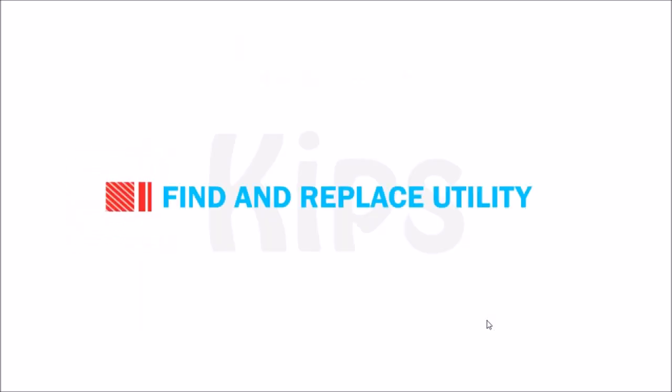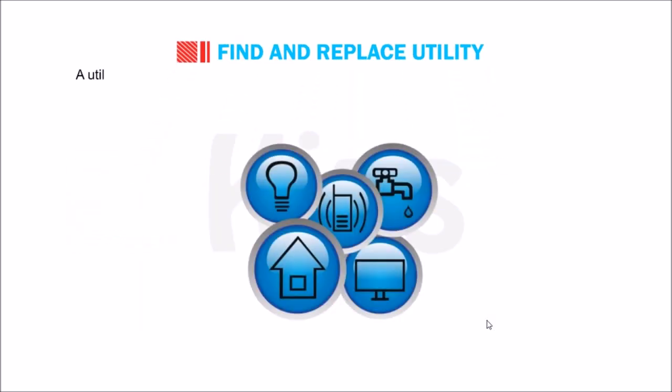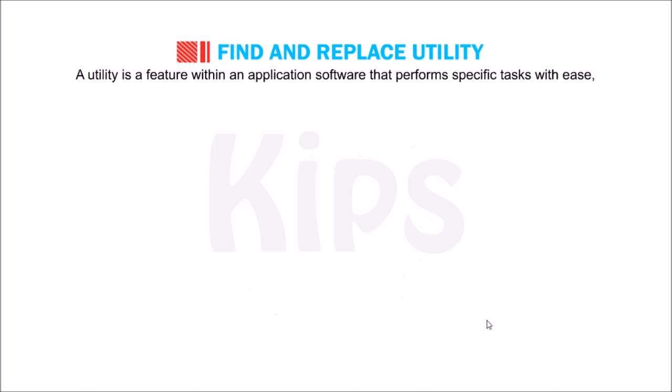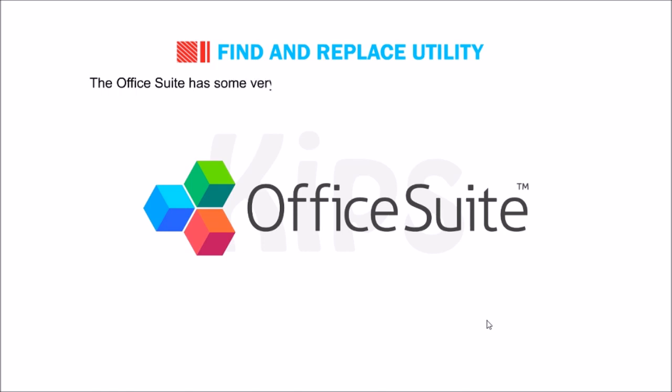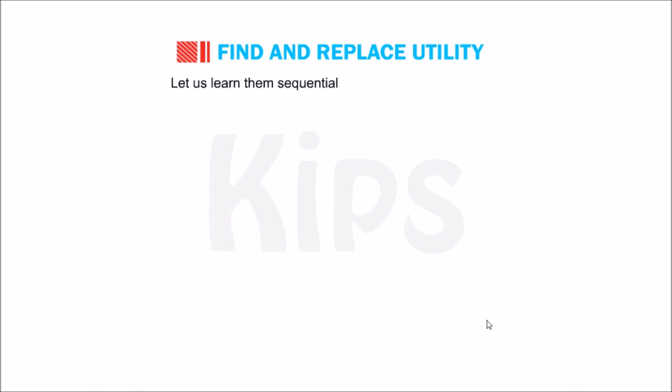Find and replace utility. A utility is a feature within an application software that performs specific tasks with ease, such as designing, optimizing, or analyzing. The Office suite has some very useful utilities, which we will discuss in this chapter. Let us learn them sequentially in a step-by-step manner.